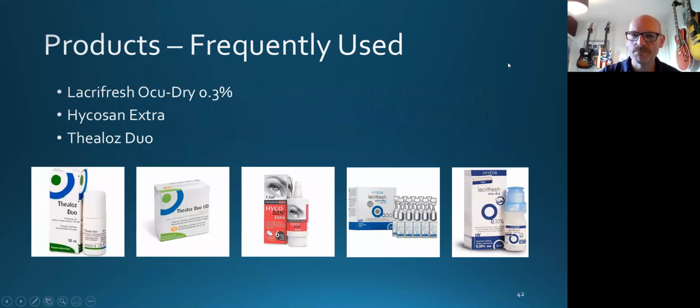and improve wetting. So my own market research here, and this involved pre-lockdown, I hasten to add, having a look at lots of opticians' accessories displays and looking at what are some of the really popular products, what are some of the products that we're going to be reaching for. So the big three I found were really the Tealoz Duo, the Hycosan Extra, and also the Lacrofresh OcuDry there in the 0.3. And some have got more pictures than others here.